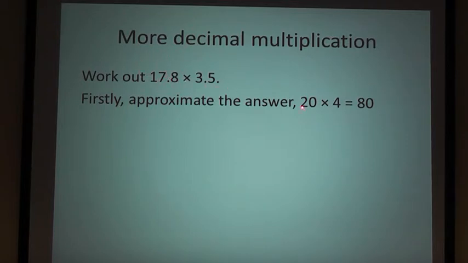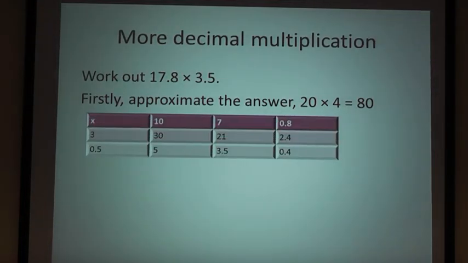17.8 is quite close to 20, and 3.5 is quite close to 4. So 20 times 4 is 80. So you should know whatever answer you end up with, which is obviously going to be a decimal number, is going to be somewhere near the 80 region. If it comes out to be near the 800 mark or the 8 mark, you've gone wrong. So it's important to do this in your mind quickly to have a rough idea of what size number you're looking at when you finish this calculation.